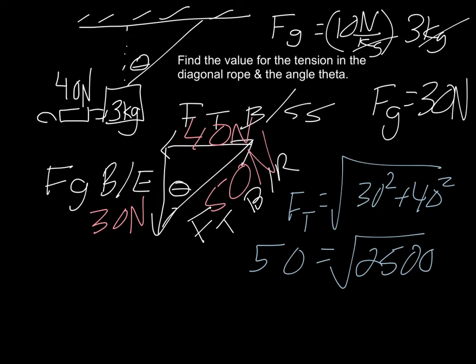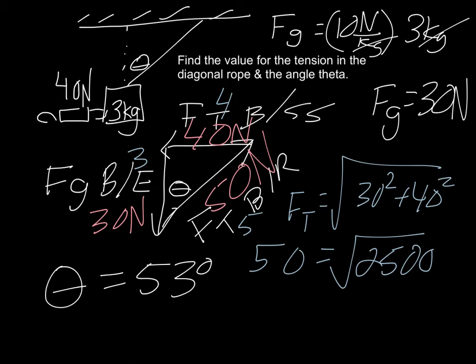So then it is a 3, 4, 5 triangle. If it's a 3, 4, 5 triangle, this angle here is opposite the 4. So the angle opposite the 4 in a 3, 4, 5 is 53. So the angle is 53 degrees. It's that easy.